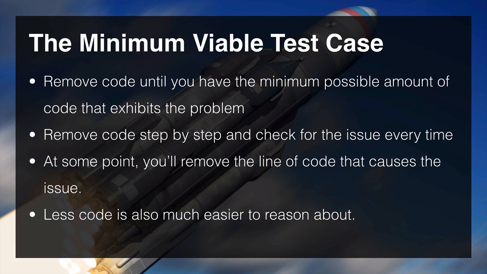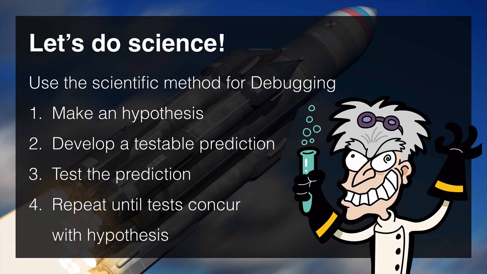And finally, debugging is like science. Use the scientific method for debugging. So roughly speaking, the scientific method is you make a hypothesis and you develop a testable prediction. So something goes wrong with your program, you make a hypothesis about why that is, you develop a testable prediction given your hypothesis, and then you test it.